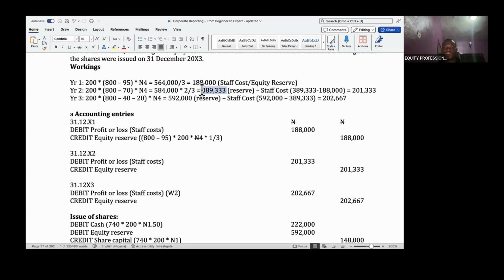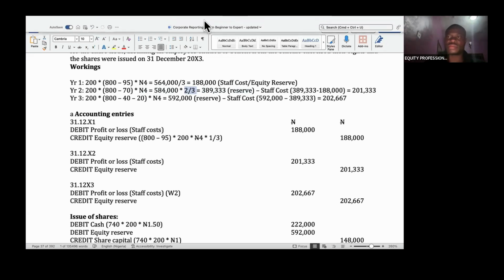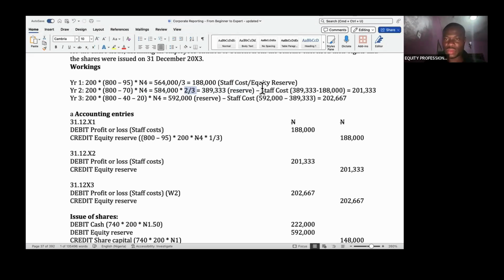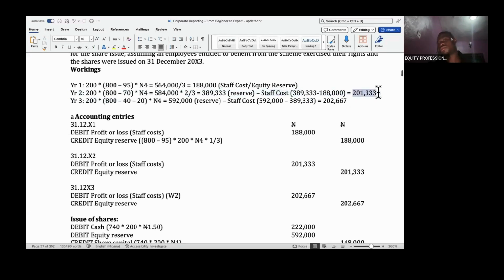So this 389,333 is the balance of the reserve in year two. That's why you multiply by 2 over 3. So what goes to staff cost is the increase in the reserve. The balance of the reserve in year two, minus what we have in year one. So the increase in the reserve is what goes to staff cost, which is 201,333.